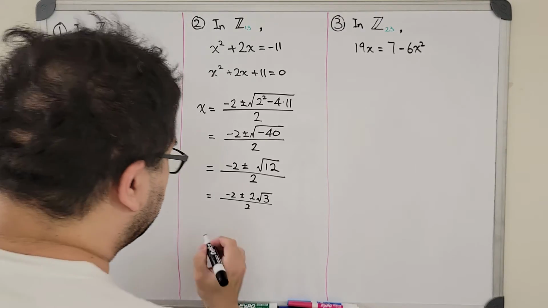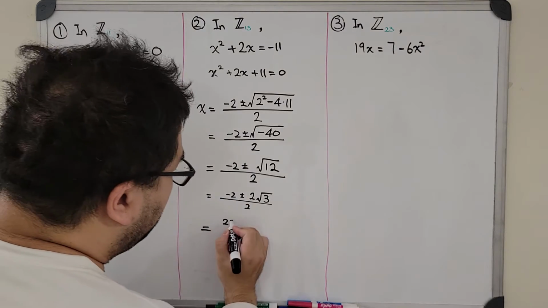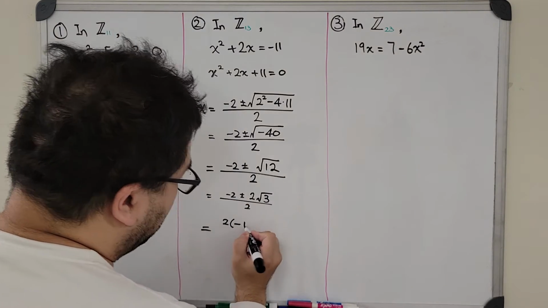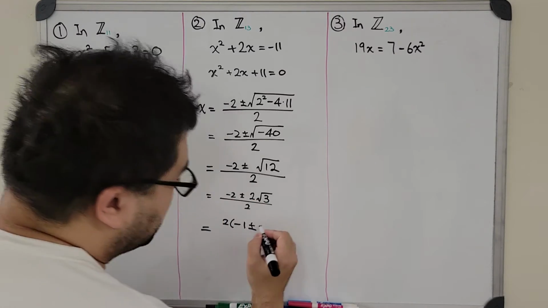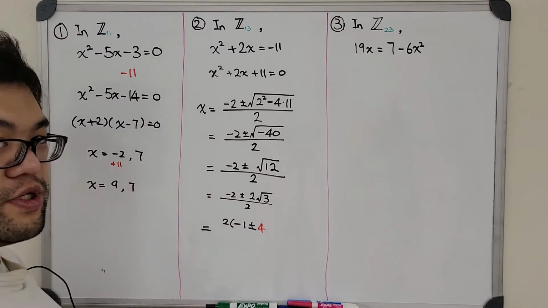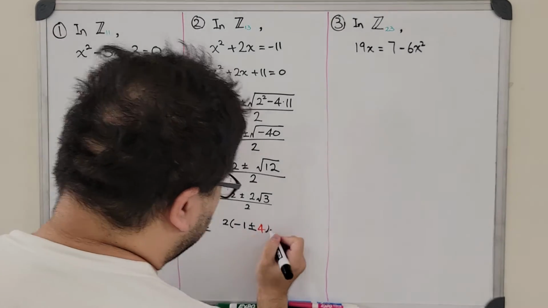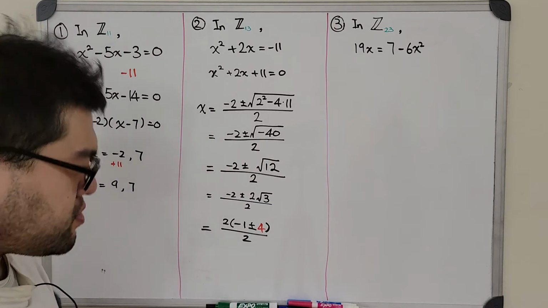So what we can do now is factor out the 2 on top so that we end up with -1. And then we will write it plus or minus. Again, you can choose 4 or 9. And it will be easier if we choose a small number for us to calculate. Then we still have divide by 2.